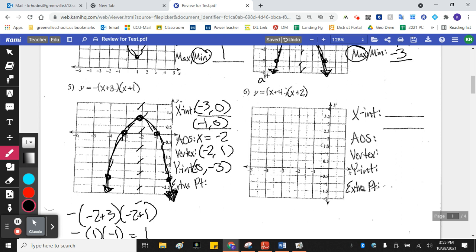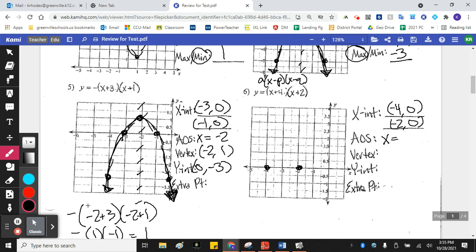Intercept form, a parentheses x minus p, x minus q. Your x-intercepts are p, 0 and q, 0. So coming out of parentheses, change your signs. Negative 4, negative 2.